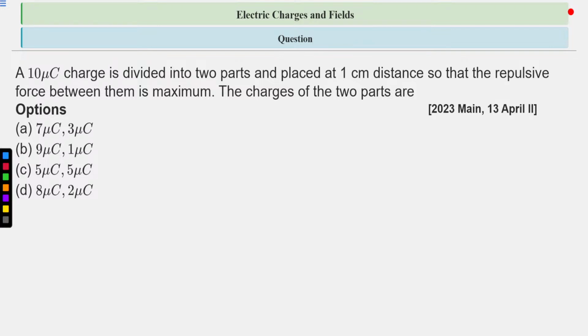So what is the maximum force? How will we divide these charges, two charges, so that the force between these charges when placed at 1 centimeter distance apart becomes the maximum? So options are 7 microcoulomb and 3 microcoulomb, 9 microcoulomb or 1 microcoulomb, 5 microcoulomb and 5 microcoulomb, and 8 microcoulomb or 2 microcoulomb. 5 microcoulomb and 5 microcoulomb is the one option which I have assumed earlier, but it might not be the answer, or it might be the answer. So I will give you some time to think.